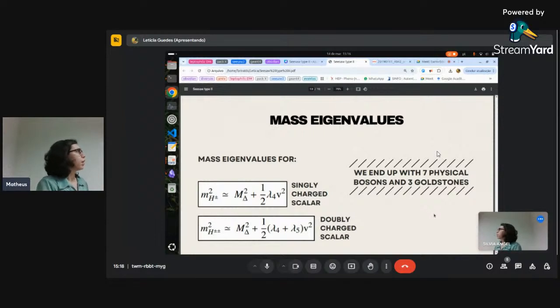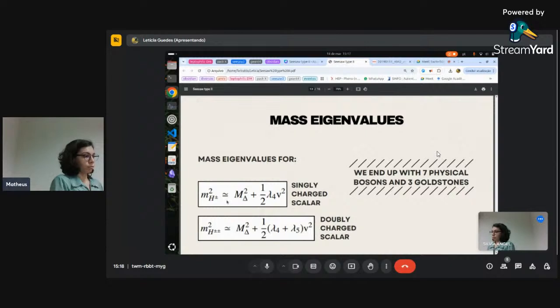and you continue the equations. We'll end up with 7 physical bosons and 3 Goldstones. These 7 are the doubly charged Higgs, H, that is from the triplet, the positive and negative, a singly charged, positive and negative, a neutral one, the Higgs, of course, that is also neutral, a pseudoscalar, A, and I think that's it. And the other ones are Goldstones.